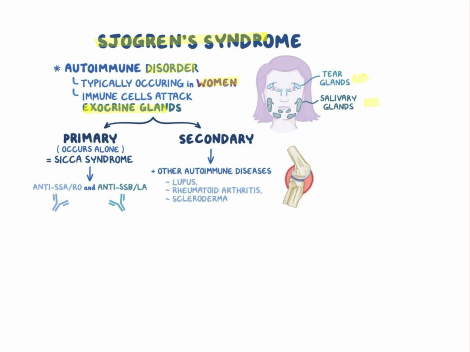So there are two types of Sjogren's syndrome: the primary type and the secondary type. The primary type occurs alone, and it is usually associated with dry mouth and dry eyes. Secondary syndrome is associated with lupus, rheumatoid arthritis, and scleroderma, which are other autoimmune diseases. So, if it is only dry mouth and dry eyes, it is primary Sjogren's syndrome, and if there are other underlying autoimmune pathologies, then it is known as secondary Sjogren's syndrome.